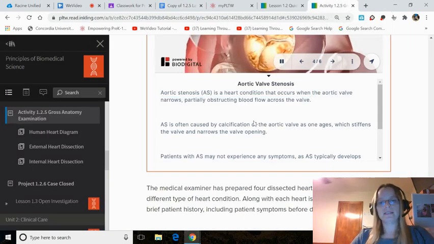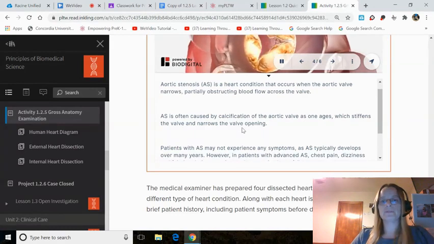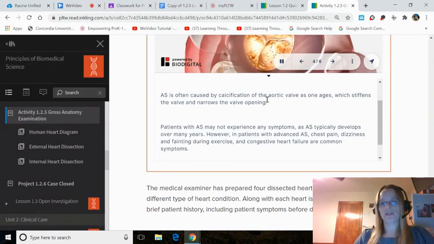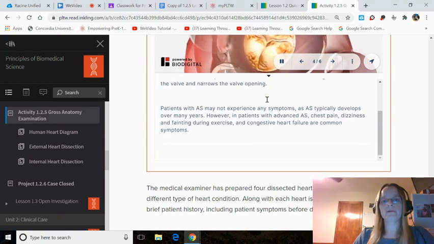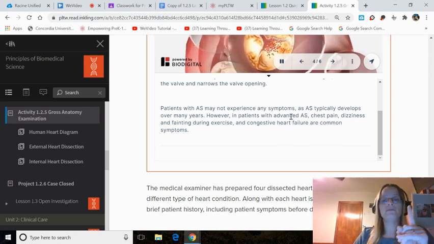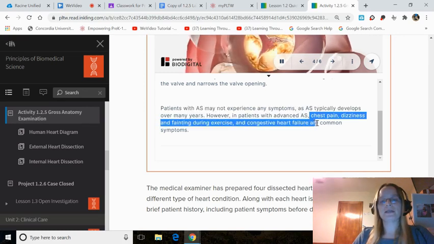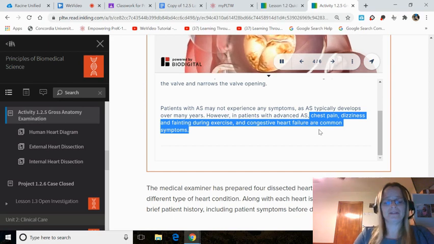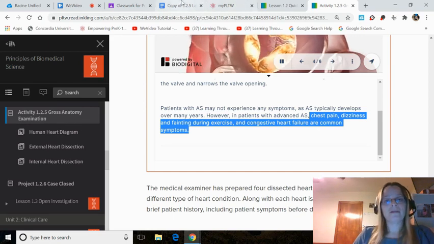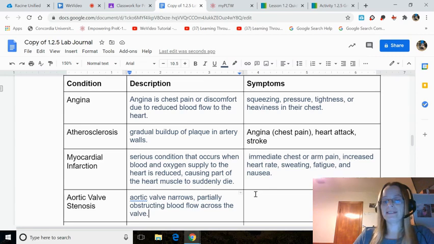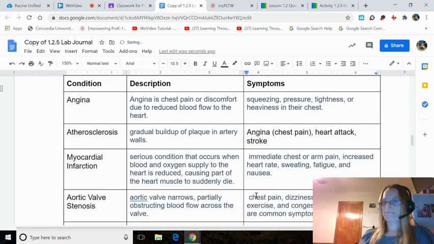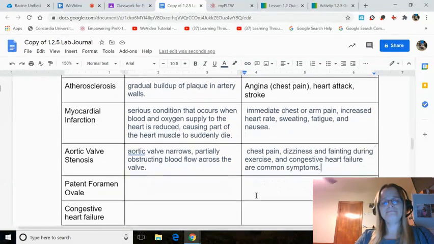So let's see if it has symptoms. Here's what it's caused by: calcification of the aortic valve. May not experience any symptoms. Let's see. In patients with advanced AS, here we go. Chest pain, dizziness, and fainting during exercise, and congestive heart failure. Yikes. I'm going to highlight those symptoms. I'm going to paste them. Okay? Those are some pretty unfortunate symptoms.